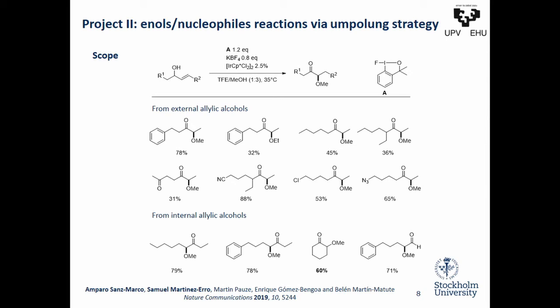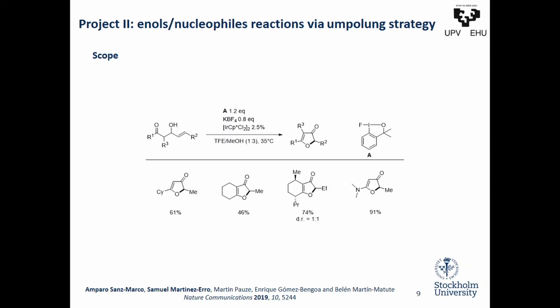And then in the second part of the reaction, the intermediate reacts with methanol and hypervalent iodine to obtain the product. So for the scope of the reaction, they get from moderate to good yield also. And we can also notice a good variety of functional group. That means that the reaction is well tolerant. Also, we can have from internal or external allylic alcohol. This is working the same.